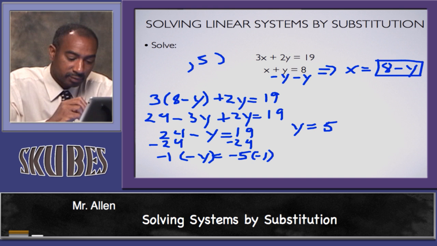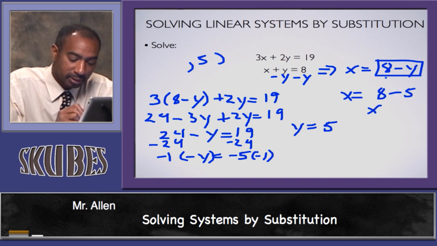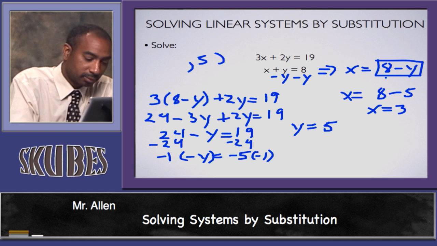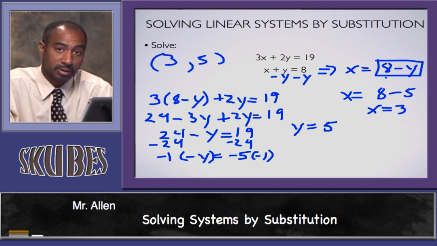And since y is 5, I'm going to substitute that into my expression here. x equals 8 minus y. So x equals 8 minus 5, which means x has to be 3. So (3, 5) is the point of intersection. This concludes our lesson for today.